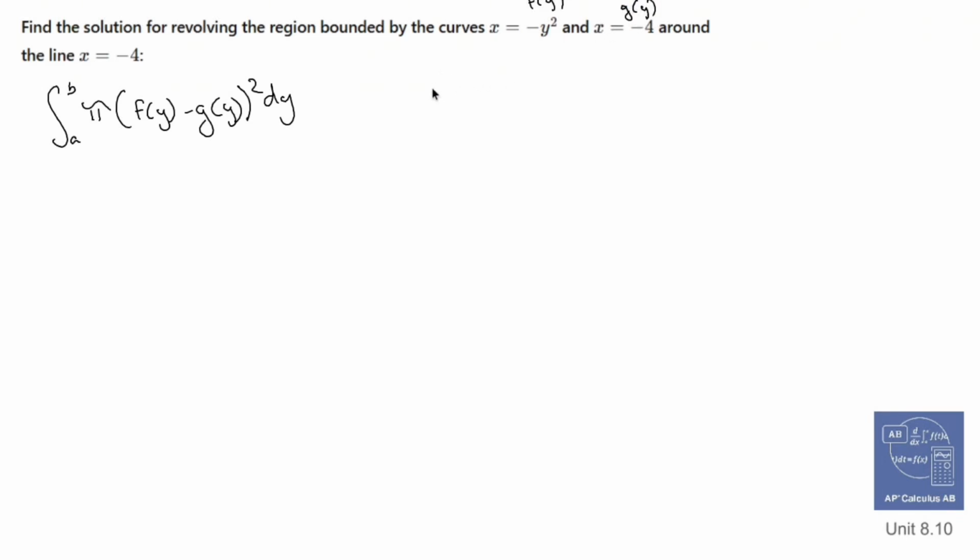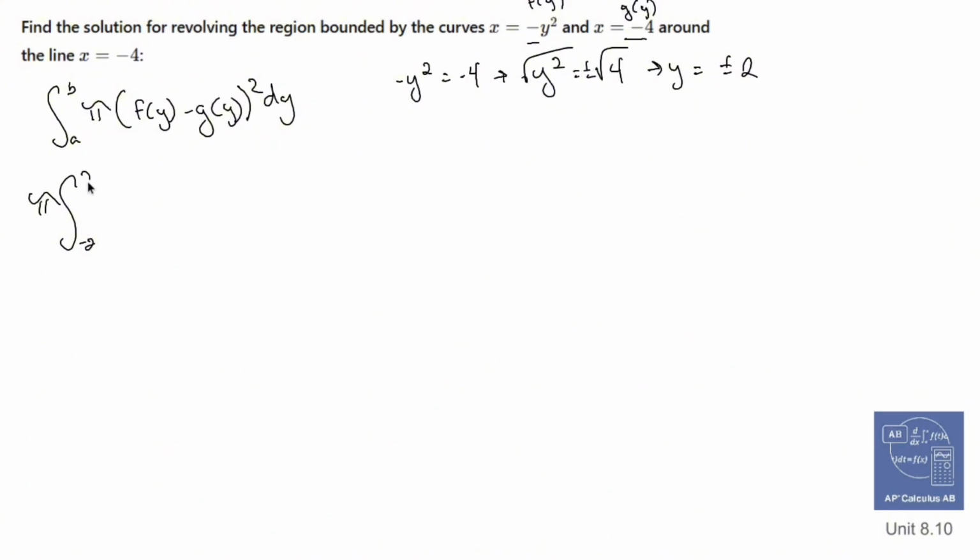Now, in order to find our limits of integration, what we need to do is set these equal to each other. So negative y squared equals negative 4. Common sense says, why don't we just multiply everything by negative 1. Square root both sides, don't forget your plus or minus, and your limits are going to be positive or negative 2. So the equation we're going to set up, ripping out the pi, is the integral from negative 2 to 2 of f of y, which was negative y squared, minus g of y, which is minus negative 4, so plus 4, square the whole thing dy.